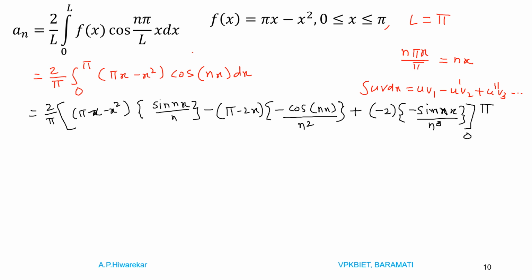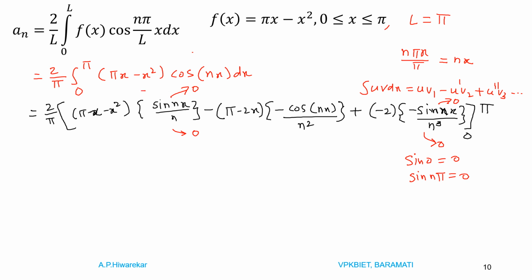Now to simplify this, sine of 0 is 0, that's why this term is 0. Sine of n pi is also 0. So for the upper and lower limit, the third term will be 0. In a similar way, sine of n pi is 0 and sine of 0 is 0, so the first term and third term both become 0. We only need to calculate the middle term with upper as well as lower limit, because we know sine of 0 is 0, and sine of n pi is also 0. So we have to calculate only the middle term.